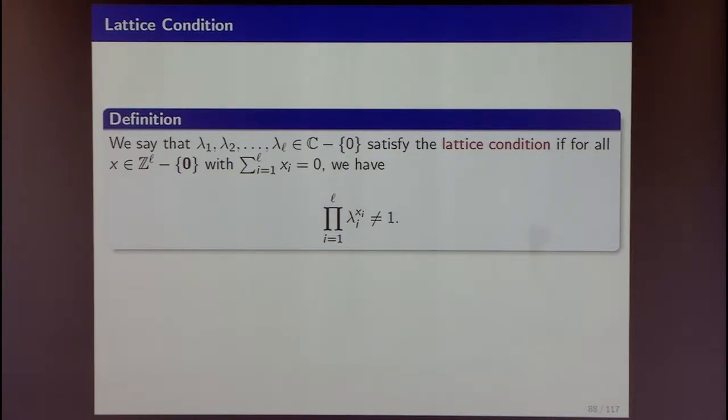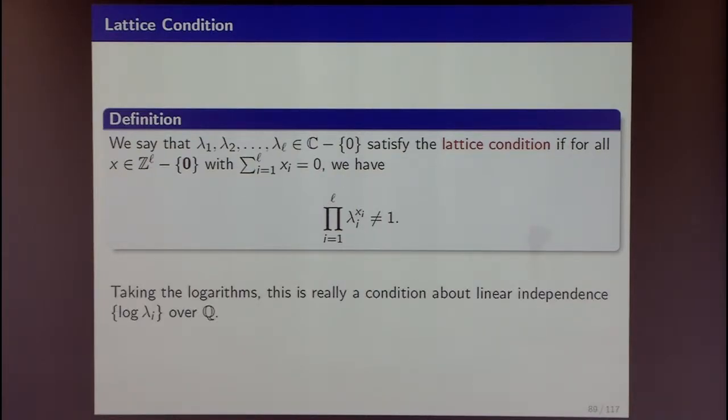But let me highlight something that has to do with the Siegel theorem, because this is how I started this talk. Okay? So let me now define what is called a lattice condition. Give me some number of non-zero complex numbers. I ask what kind of integer exponents of x_i are such that the product can equal 1. More precisely, I want to say it satisfies the lattice condition if for any non-zero tuple of integer exponents, subject to the sum being 0, this product is never equal to 1. If you take the logarithm of this, this is a linear dependency over the rationals. That's what it really is.